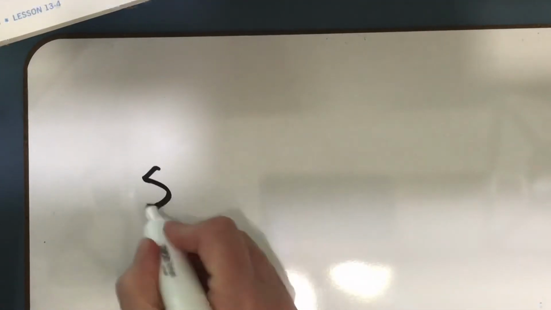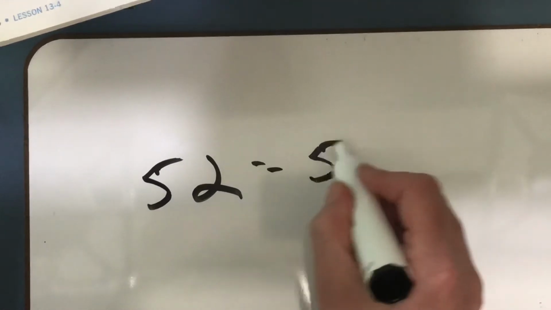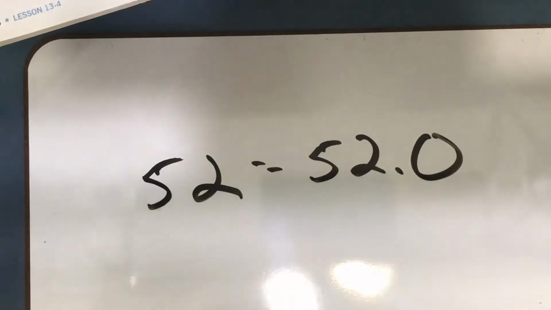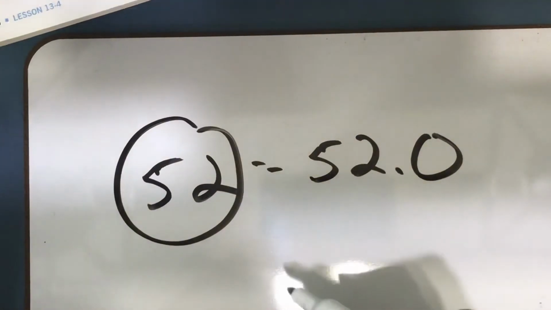Now let's look at number 8, 52. Okay, 52 is a whole number. If I wanted to make it a decimal, I would just put 52 and put a decimal point, and I have 0 tenths. But we would just normally write that as 52.